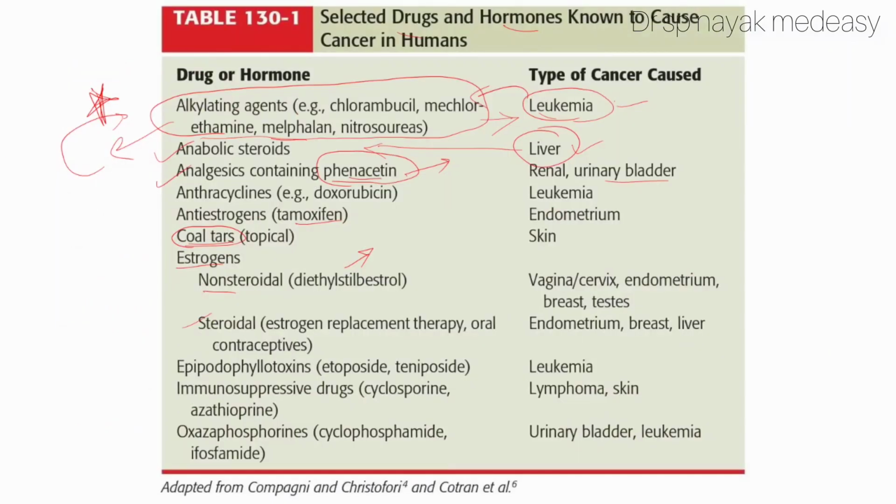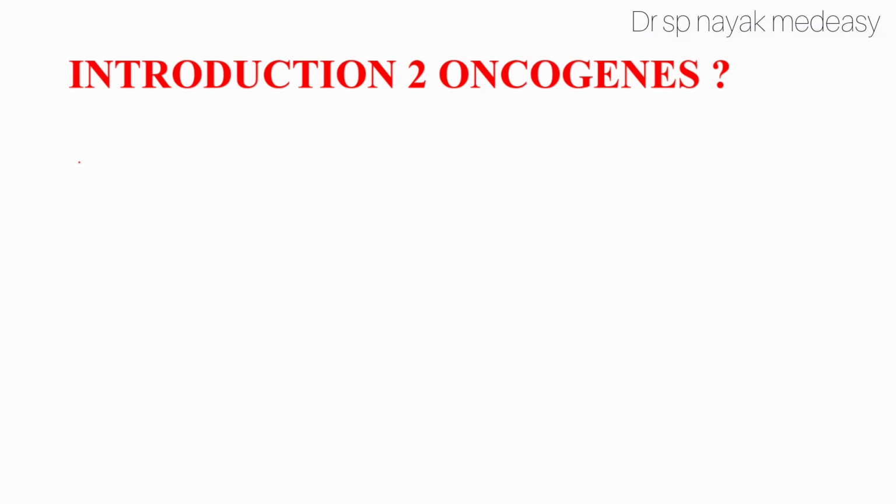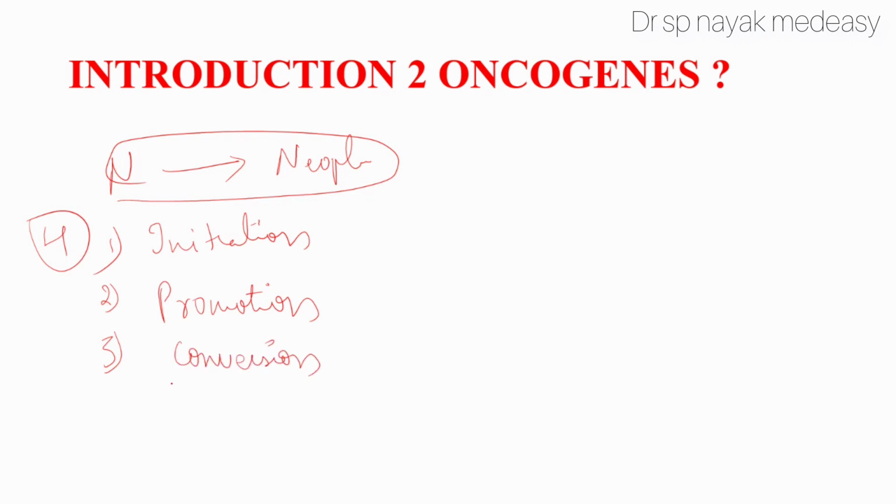So just now I told you, carcinogenesis is the process where the normal cell will be converted into a neoplastic cell, right? In this, we have four stages. Listen carefully, everyone. The first stage of carcinogenesis is the initiation phase. The second stage is the promotion phase. The third stage is conversion. And the fourth phase of carcinogenesis is very, very important, and this is the final phase, which is called progression. We call it the last stage of cancer.